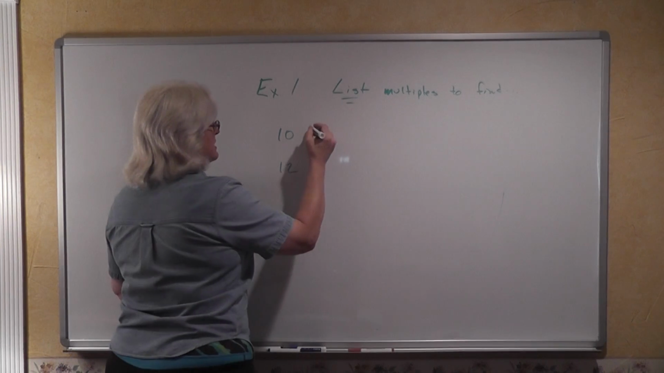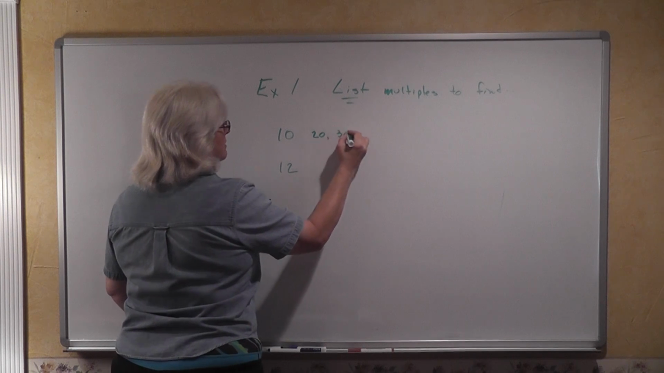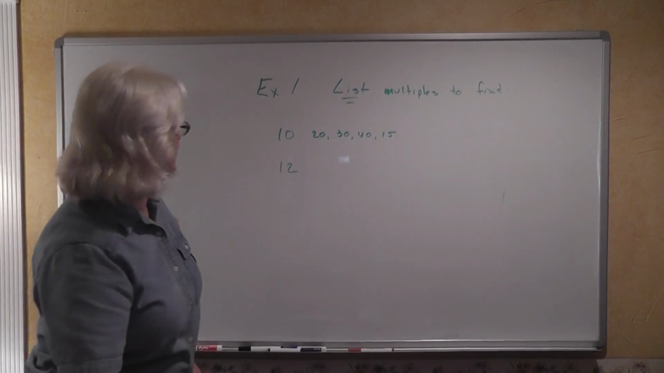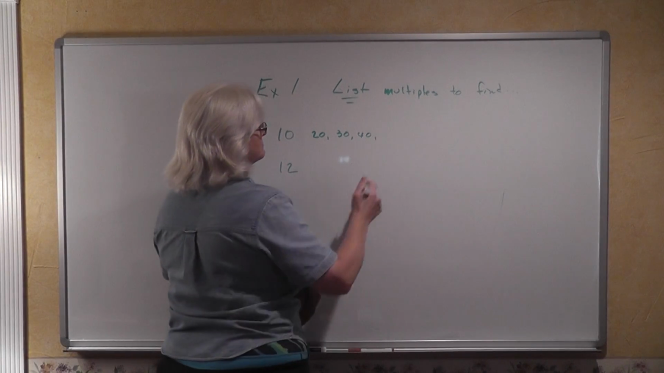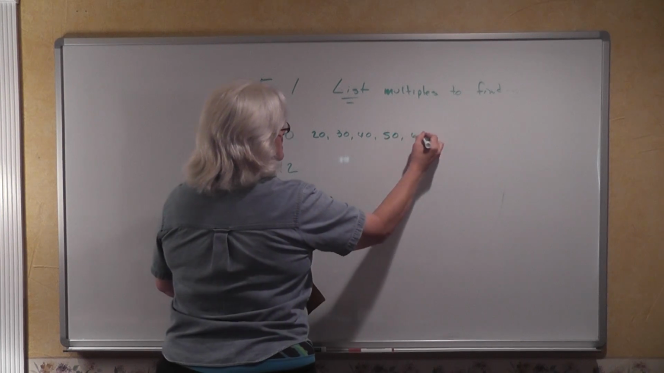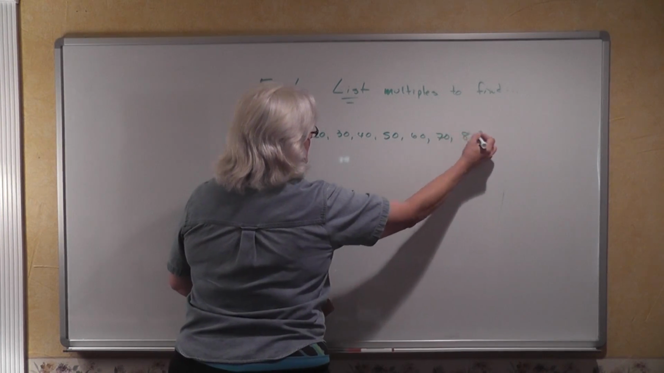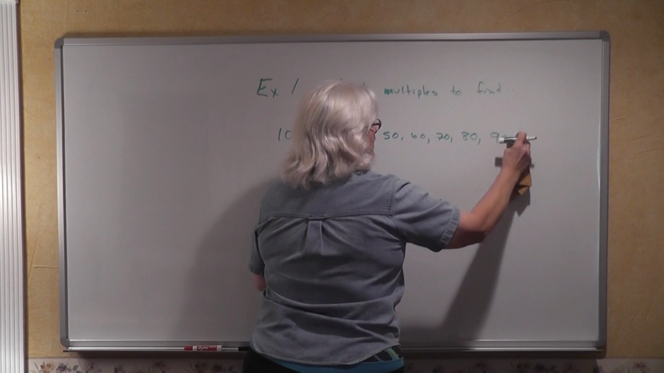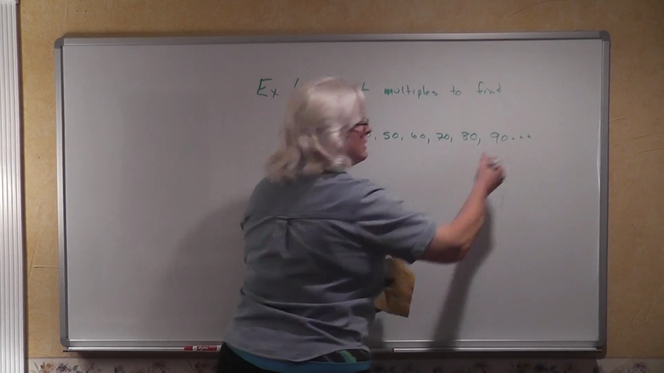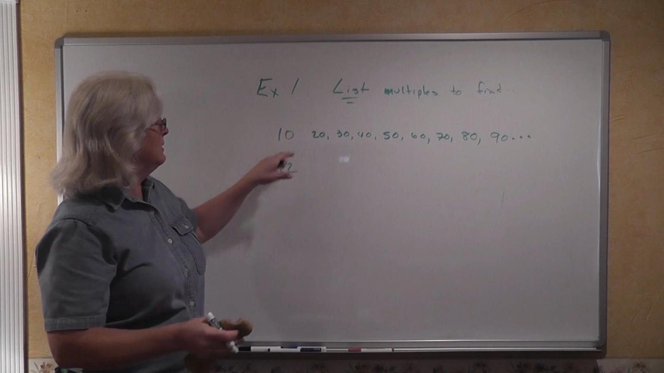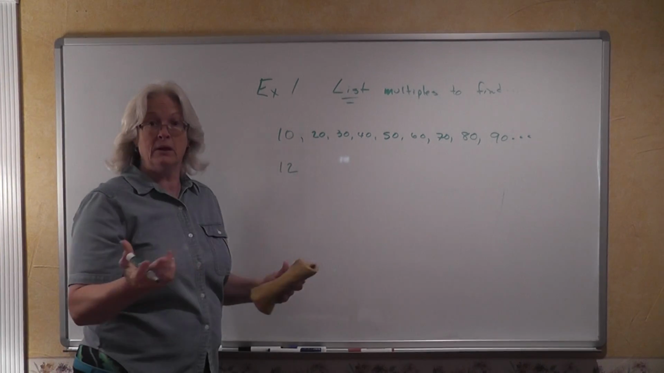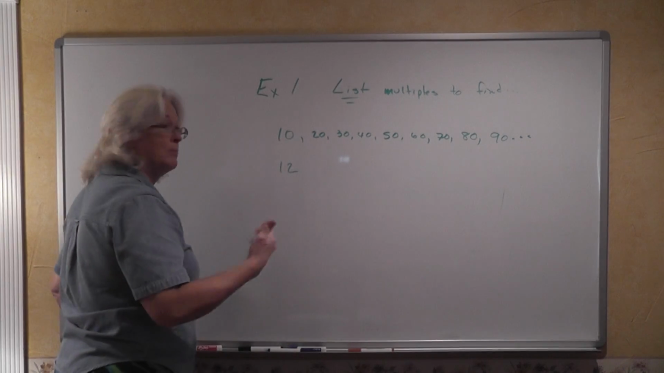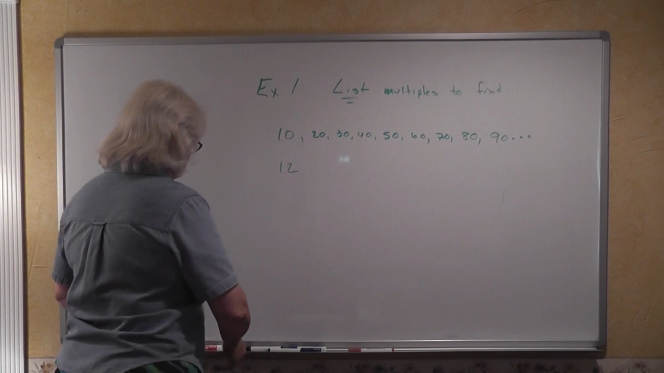So if we have tens, it's 10, 20, 30, 40, 50, 60, 70, 80, 90, and so forth. And what are we doing here as I'm listing these multiples of 10? Well, I'm simply counting by 10, aren't I? 10, 20, 30, 40, 50, 60. You know, multiples of 10, you're just adding 10 at a time.